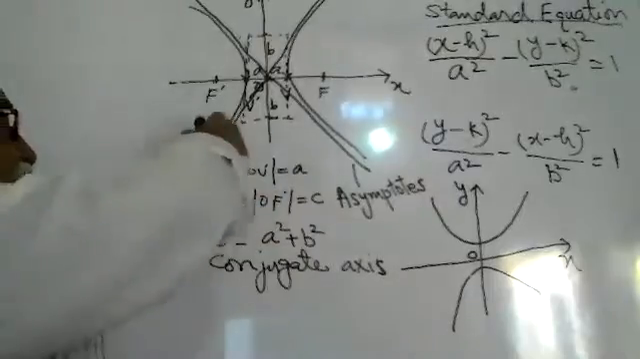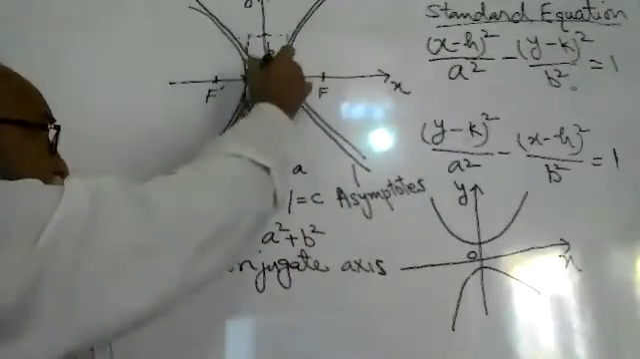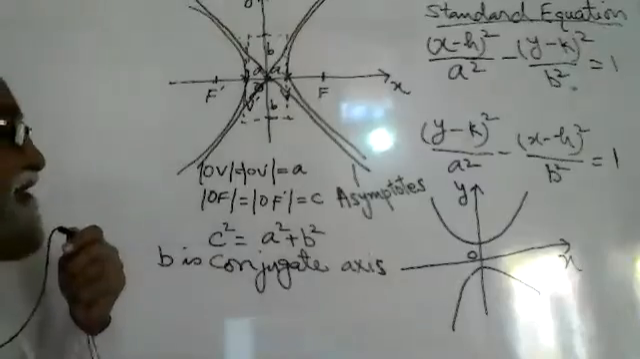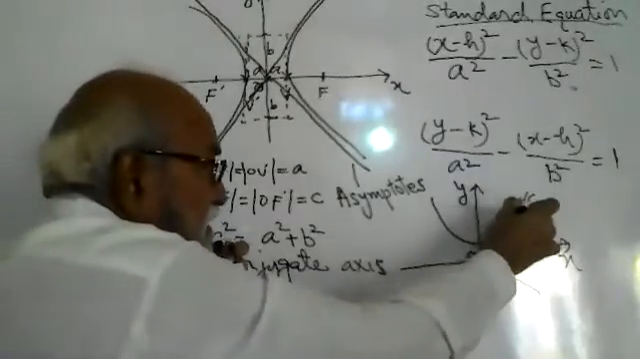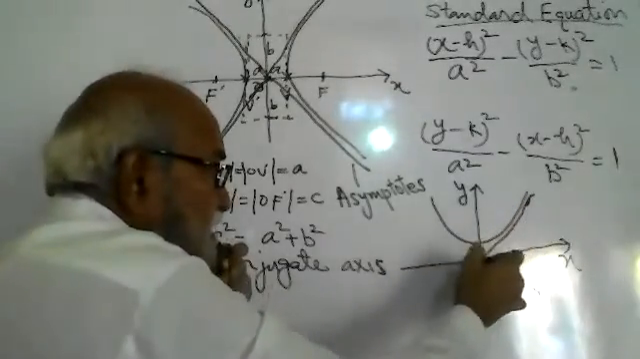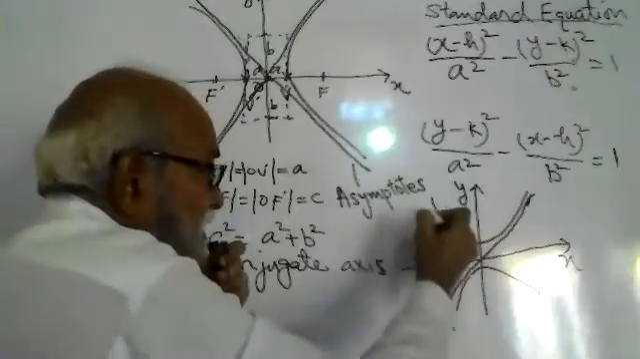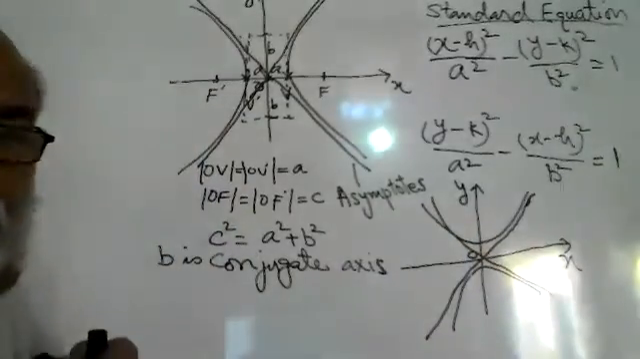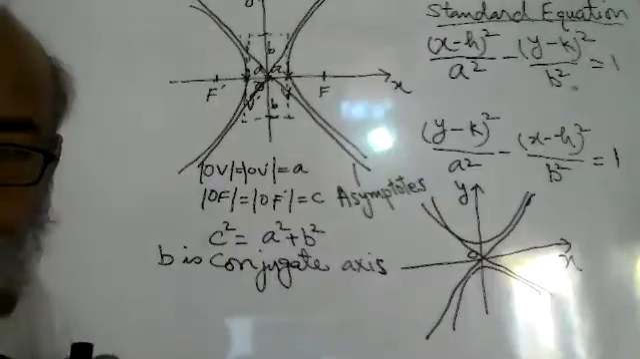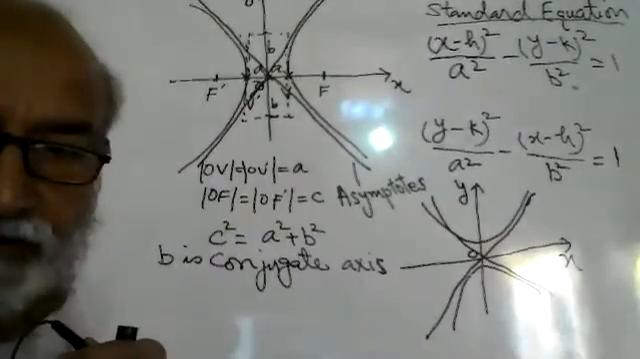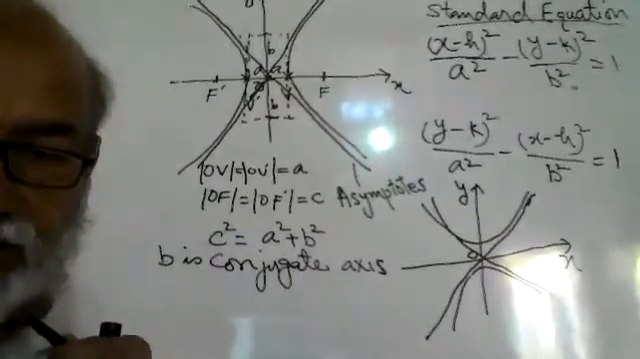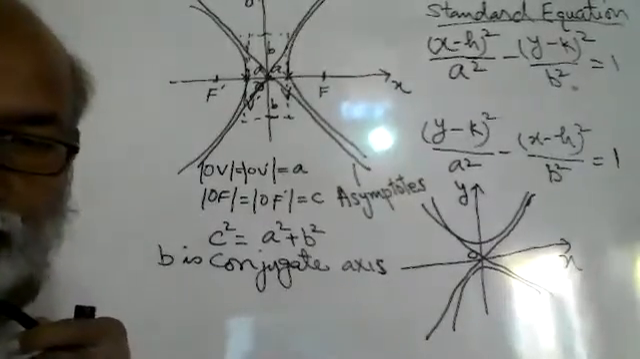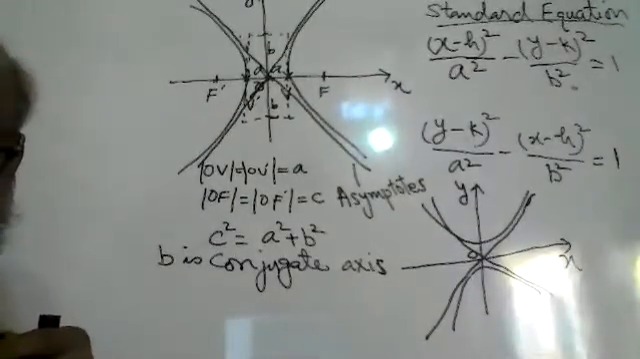So this line is called the asymptote. This is passing through the center and just touching the hyperbola. That will also pass through the center and just touch the hyperbola. These lines are called the asymptotes. So we have to find the equation of the asymptotes.